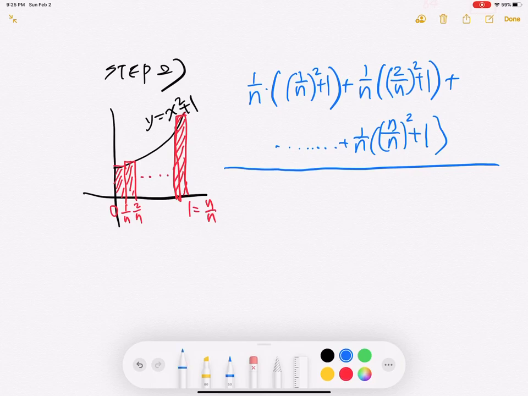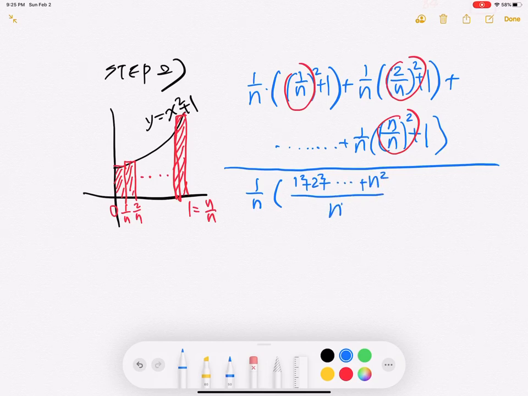Okay, 1 over n is a common factor. And then I'm going to gather all this part together: 1 over n squared, 2 over n squared, up to n over n squared. That is 1 squared plus 2 squared up to n squared, all over n squared, plus how many ones are there? n ones. So plus n.